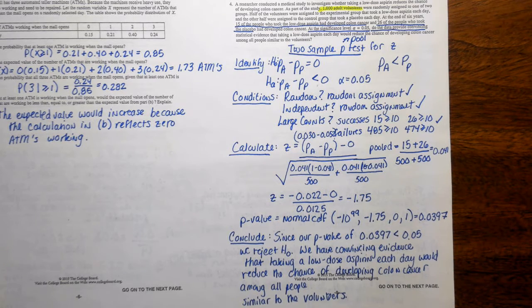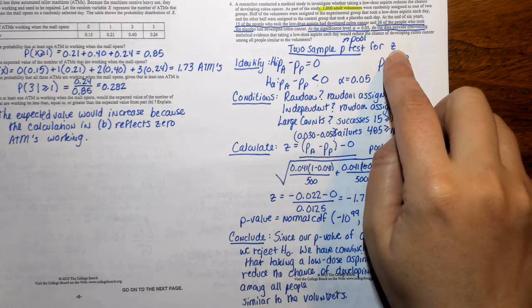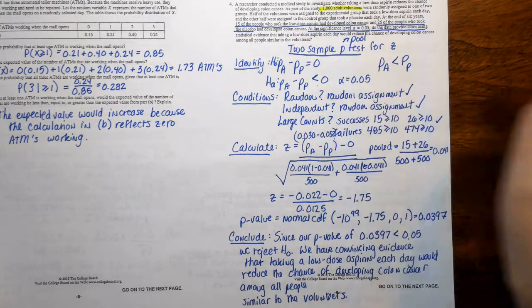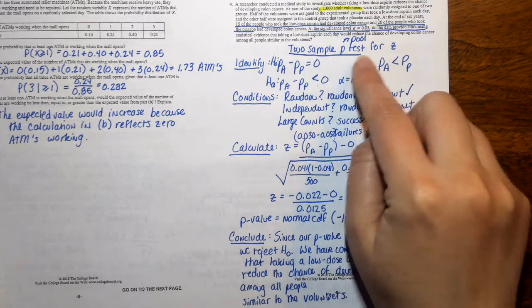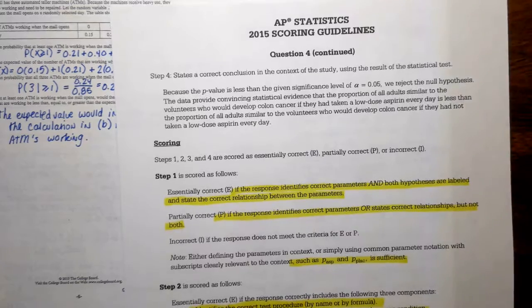Okay. Now, question 4. We're back in our wheelhouse here with a hypothesis test. This is a 2-sample proportion test with Z, and we have to remember to pool. Anytime that you have a 2-sample proportion test for Z, you need to remember to pool. Okay, there are 4 steps.